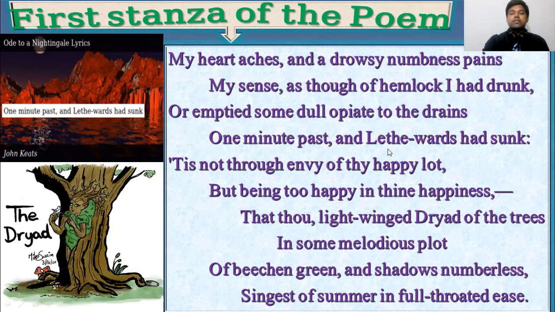Lethe is actually a river, the name of a river that flows in the underworld. Underworld, this is a mythological reference. This is allusion. So the poem is also famous for the use of allusion or mythological characters. So Lethe is the name of a river in Greek mythology, and there is a saying that if anyone drinks the water of Lethe, at that time he can forget all his past or all his sadness or sufferings.